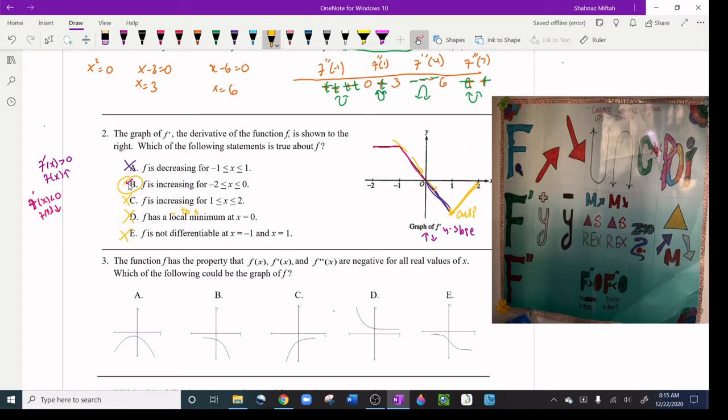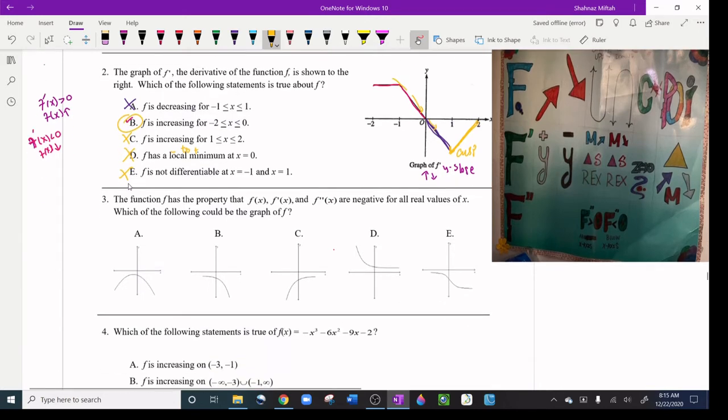Okay, question number 3. The function f has the property that f of x, f prime x, and f double prime x are negative for all real values of x. Which of the following could be the graph of f? If f double prime is negative, that means it's concave down. F prime x is negative, so it's going to have a negative tangent slope. F of x is going to be decreasing.